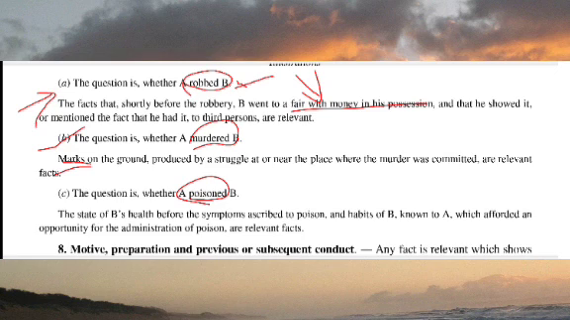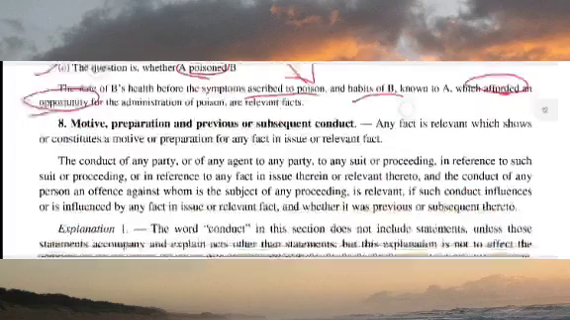There was occasion. Marks on the ground produced by struggle at or near the place where the murder was committed are relevant facts. The question is whether it is poison: symptoms ascribed to the poison, this is effect. Habit of B known to A, which afforded an opportunity, this is opportunity for administration of poison, are relevant facts.